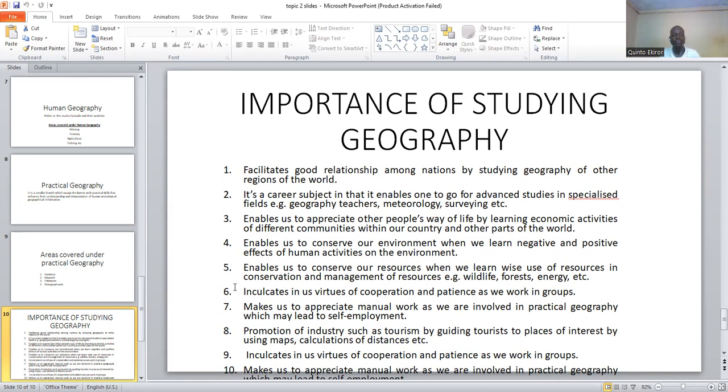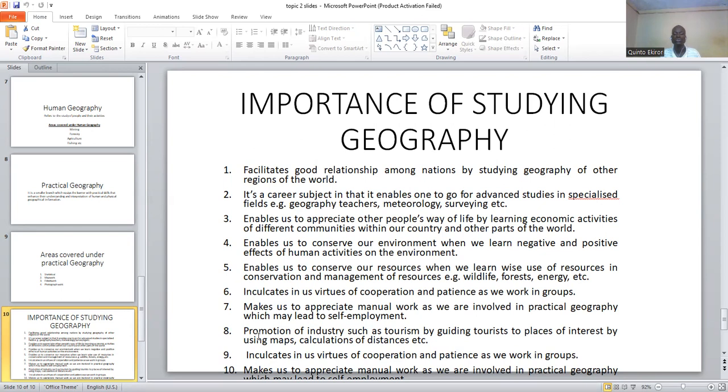Number six, it makes us appreciate manual work as we are involved in practical geography, which may lead to self-employment. For example, in practical geography, areas such as statistics or photograph work. Some of you in future might be engaged in photograph activities, which will support your standards of living.